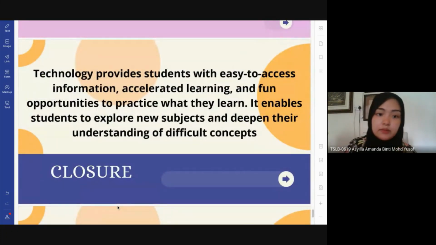Okay, so in the conclusion, technology provides students with easy to access information, accelerated learning, and fun opportunities to practice what they have learned. Through learning technology for the future teachers, trainers, and for the future teachers, it will enable students to explore new subjects, and it will help students to deepen their understanding of difficult concepts.